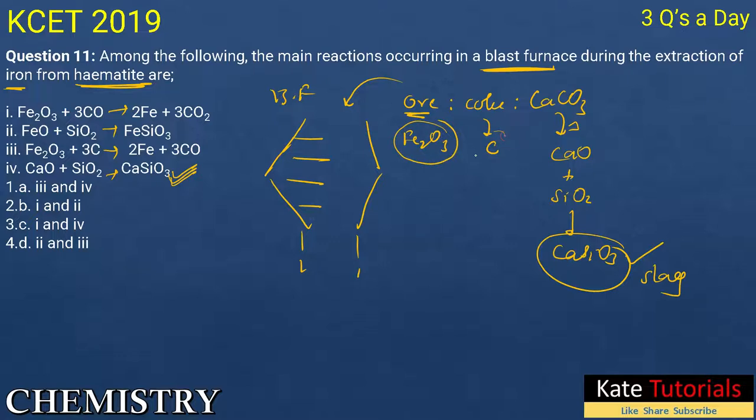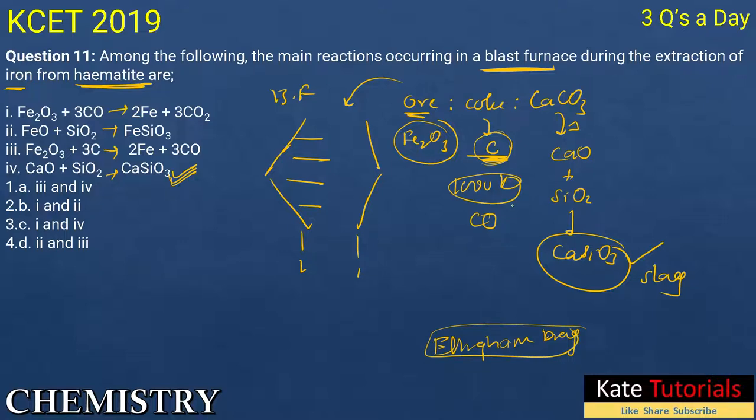This coke is not a reducing agent. It is a reducing agent, no doubt, but at around 1000 Kelvin or 1000 degrees Celsius, this is not a good reducing agent. The good reducing agent will be carbon monoxide, that you can see from the Ellingham diagram. If you have the Ellingham diagram, then you can tell that at this temperature carbon monoxide will be a good reducing agent compared to carbon.